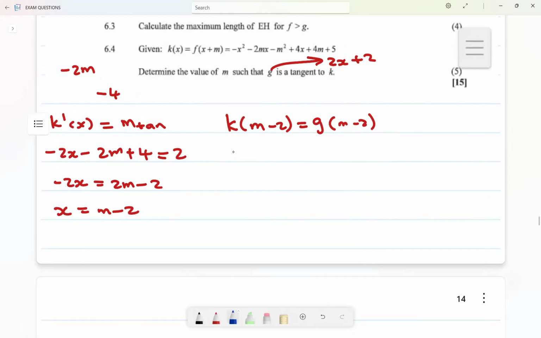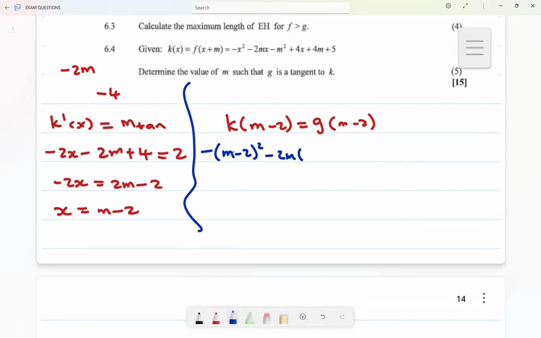So if that's the case, what is k of m minus 2? I can come back to this formula and substitute x as m minus 2. So it's going to be negative into m minus 2 squared, minus 2m into m minus 2, minus m squared, plus 4 into m minus 2, plus 4m plus 5.